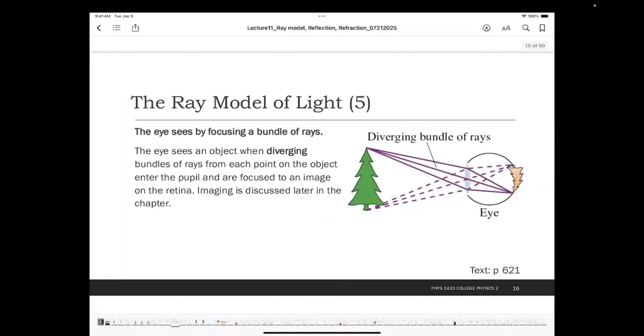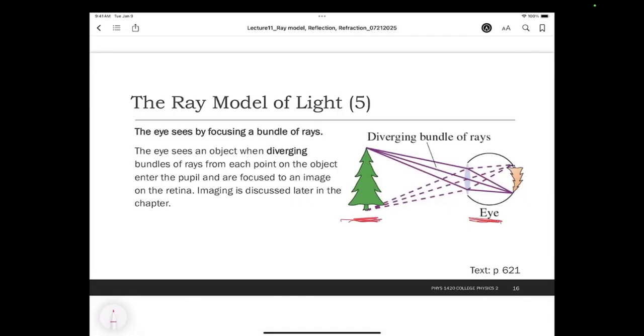The eye sees by focusing a bundle of rays. You can see this is the eye and this is an object. The eye sees an object when diverging bundles of rays from each point on the object enter the pupil and are focused to an image on the retina. Image is discussed later in the chapter. This is how our eye sees an object.